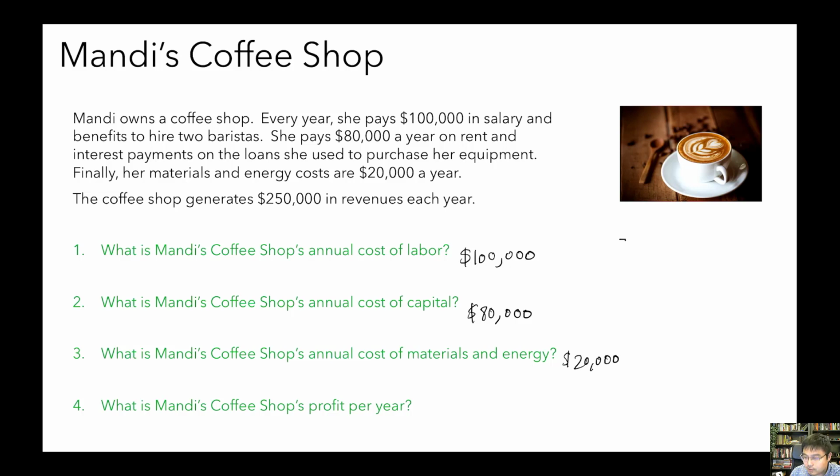Okay, and so her total financial costs, including labor, capital, material, and energy, adds up to $200,000. Okay, and she's making $250,000 in revenue each year. So what is her profit every year? It is $50,000. Okay?